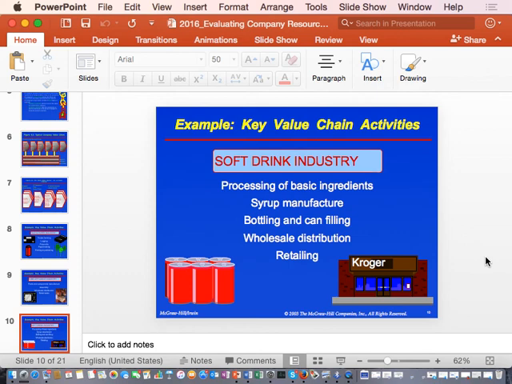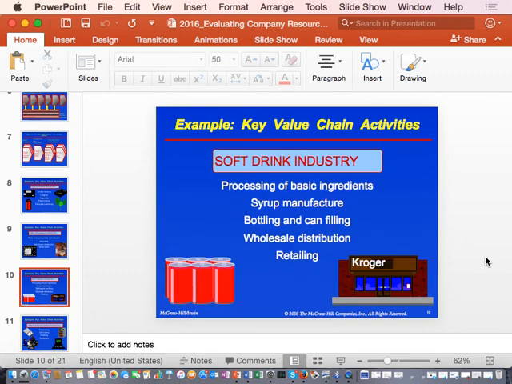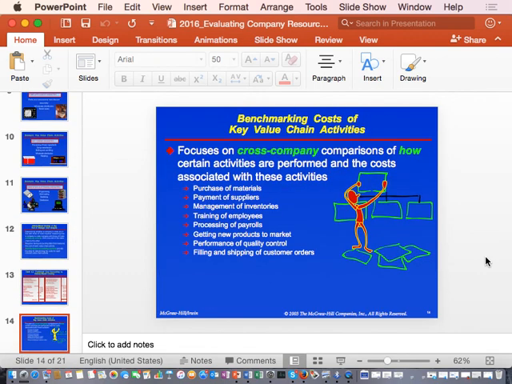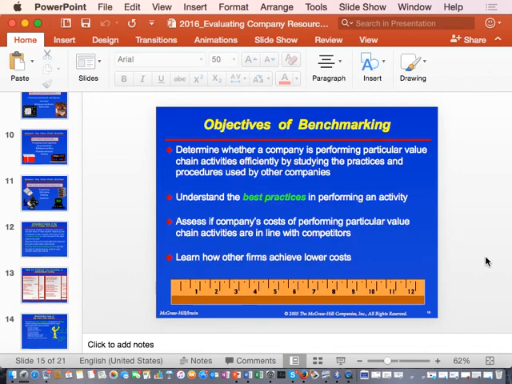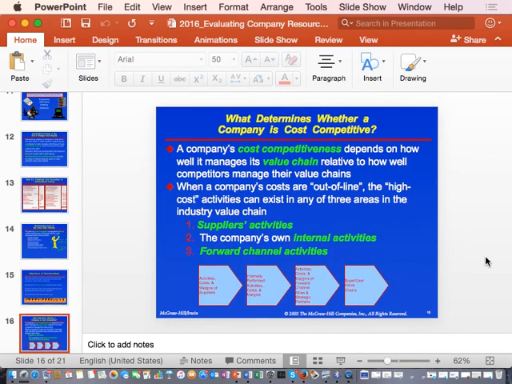Soft drink industry, basic ingredients. Then you have the syrup manufacturer, somebody who bottles, somebody who distributes, and retail, but they are big companies that will do all of these things. So they will have a very big and expansive value chain. These are things you can read up on your own. And this is the discussion we had just now about benchmarking. Best practices are achieved from doing all kinds of benchmarking to look at who is doing something good or efficiently.